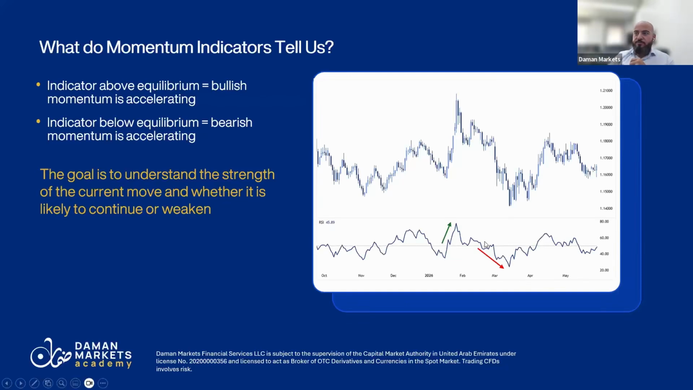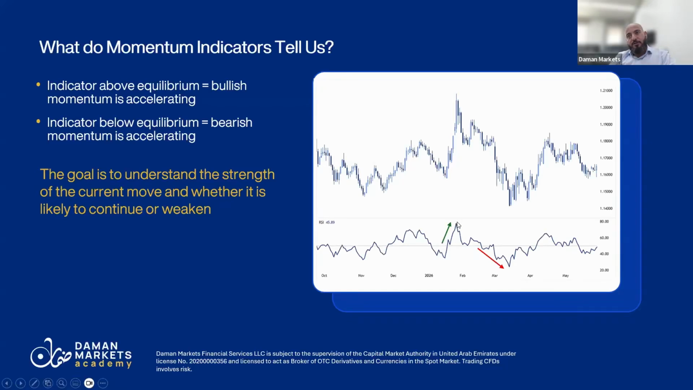When the oscillator moves from above to below 50, it means that the downward momentum is accelerating. So above 50, we have bullish momentum. Below 50, we have bearish momentum. As it goes above 50 and towards its maximum, we can say that bullish momentum is increasing. So prices are not only going up, they are going up at a faster pace.